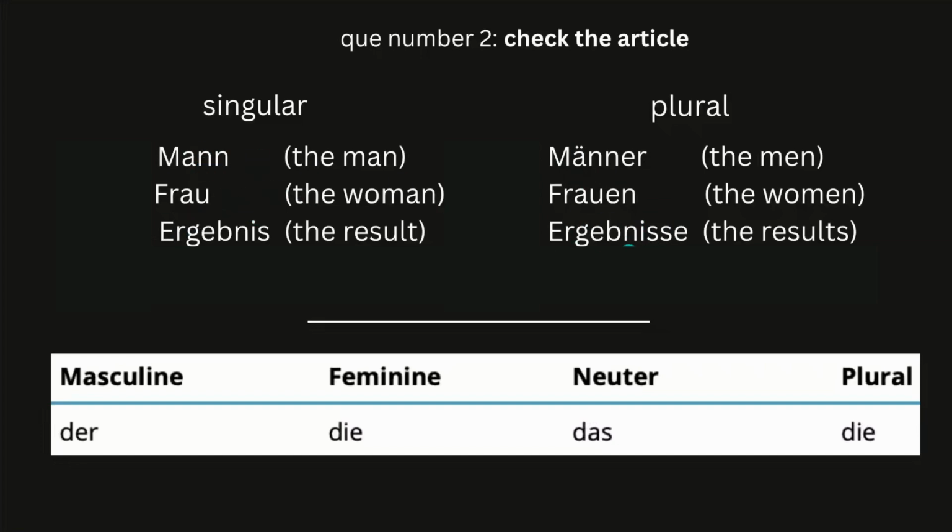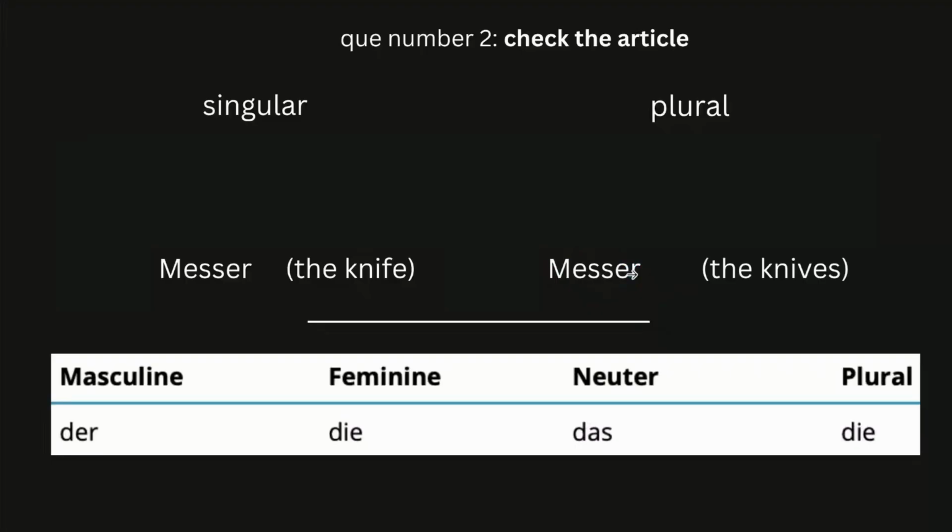But then you see words like this one, Messer. You check the previous word and it's also Messer. There is no difference. If you didn't know about anything else, you would guess that this is Messer just like this one, so this is probably singular. But no, this is actually the plural version. The way you can tell is by looking at the article. You can see that this one is das Messer and this one is die Messer.